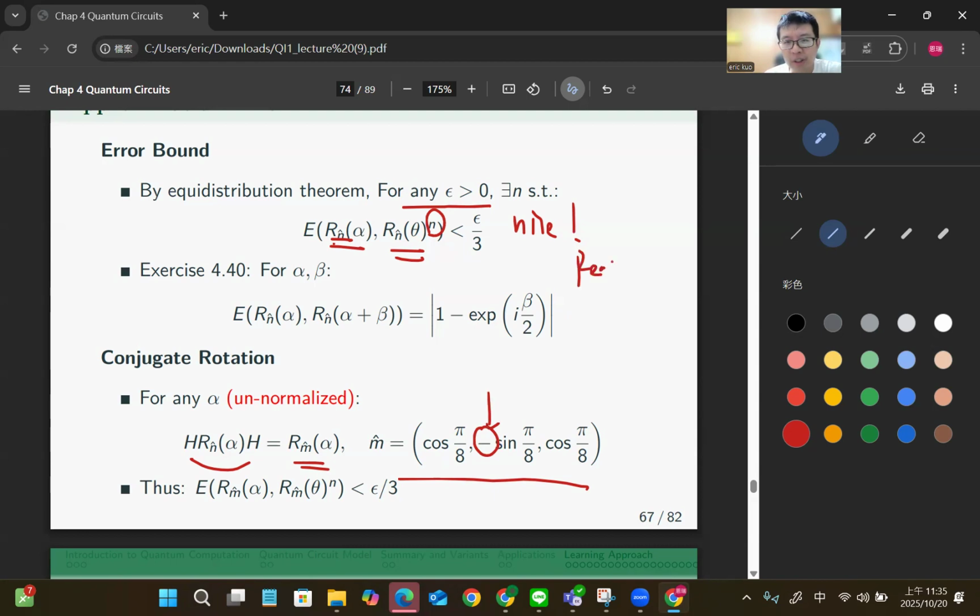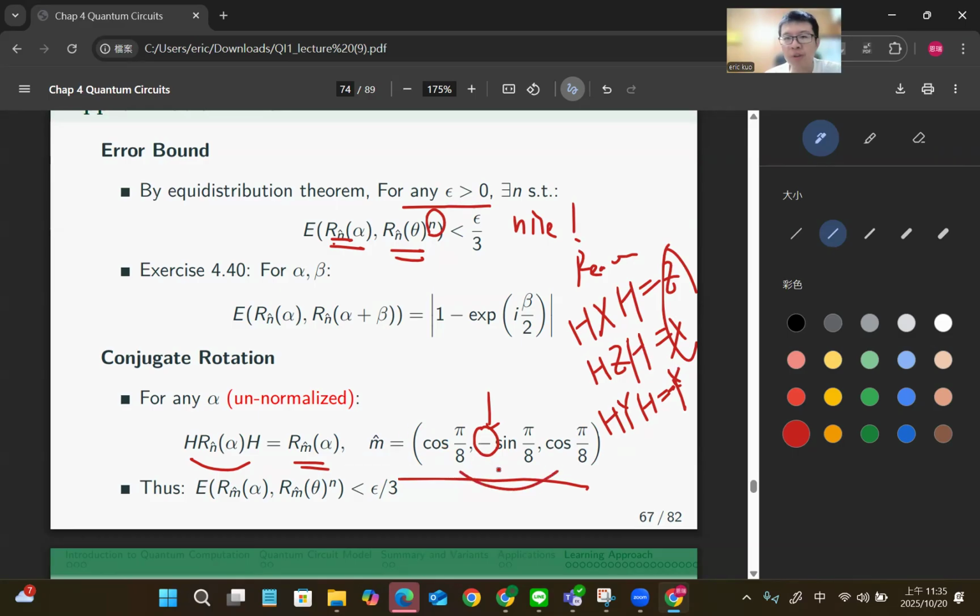Okay, and the reason is that I think I explained before, because Hadamard conjugated with x changes it to z, and z is changed to x. But if you do y, there's an extra minus sign, so you get minus y. So you just exchange x and z, and there's a minus sign on y. So you get minus y, and these two are already the same. So that means that if you give me any rotation using axis m with an arbitrary angle alpha, then I can do another n, such that the multiple of this n times using axis m is close to it within epsilon divided by 3.